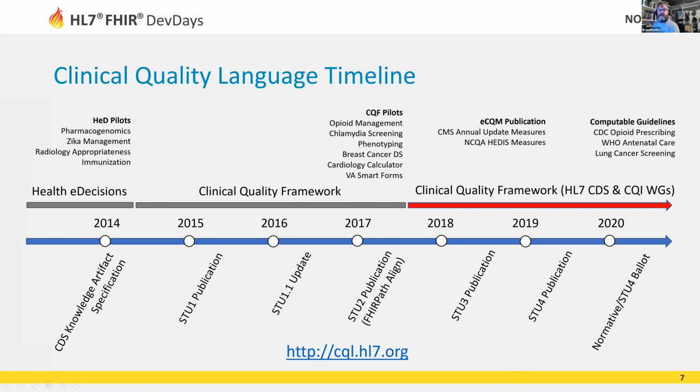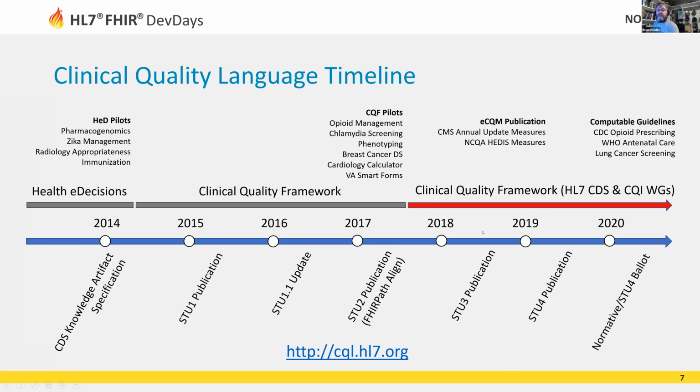Several pilots in 2019, beginning with the measures that were released in 2018. CMS started using CQL to do measure specifications. So the quality measures in the United States are expressed using CQL and then evaluated.